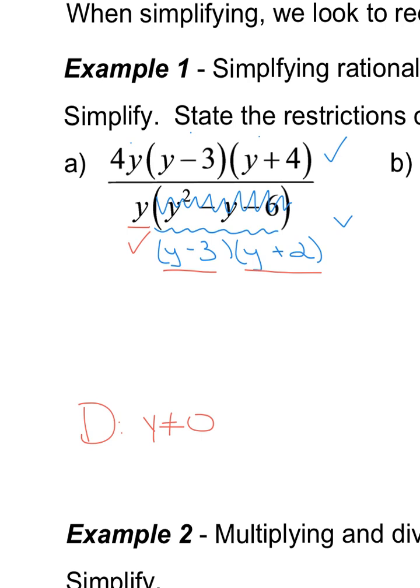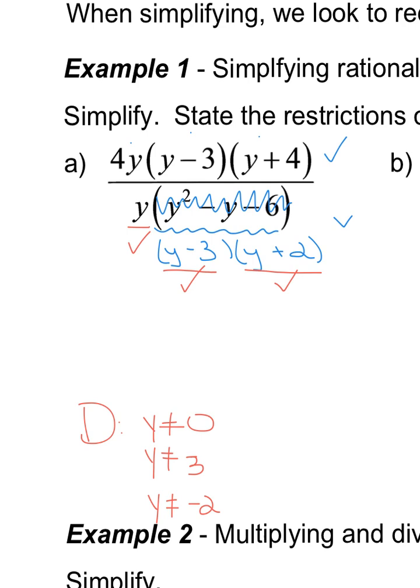y minus 3, well, what number minus 3 is 0? Because that's not going to work either. Well, we know y can't be +3. And then finally, the last part of the bottom, what number plus 2 is 0? Well, we also know that y can't be -2. Okay, so once we have it factored, it's easy to jump right into the domain restrictions, looking only at the denominators, all we're concerned with at this time.